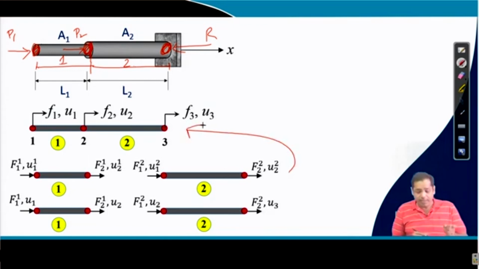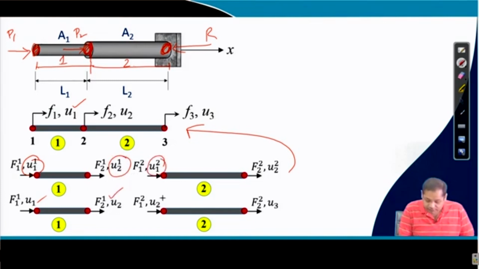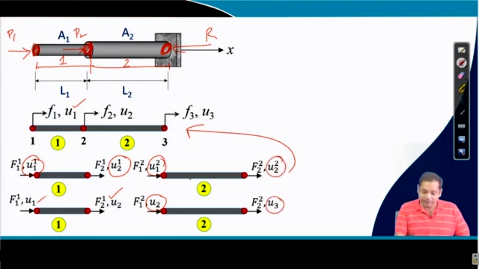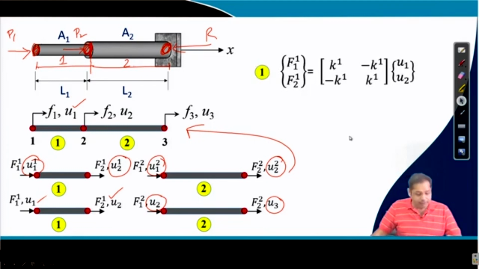If we map this, then U1' is essentially U1, U2' is essentially U2. Similarly, U1'' is U2, and U2'' is U3. So these are essentially the same, but now the displacements in the actual problem are explicitly represented.